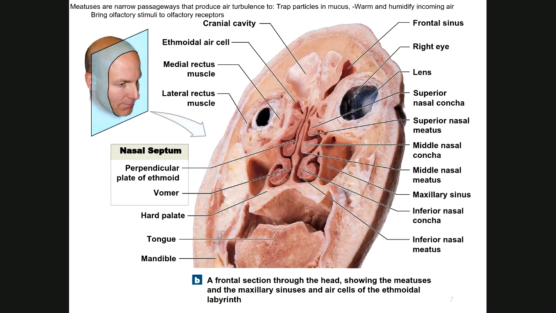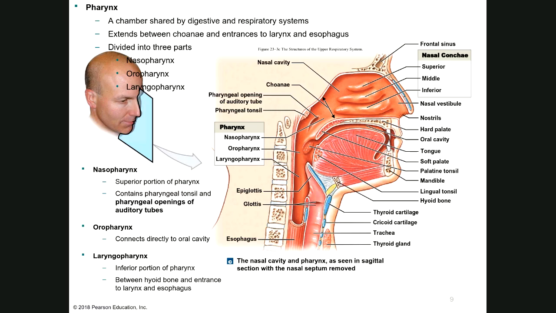Okay, we move to the next structure, which is the pharynx. The pharynx is a shared chamber. We are going to study it also when we study the digestive system, so it's part of the digestive system as well as the respiratory system. Remember that the choanae separate the nasal cavity from the pharynx.